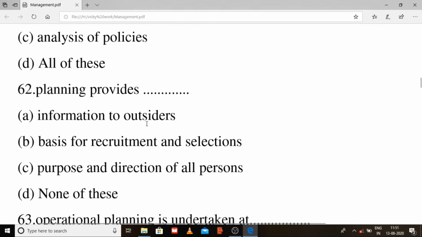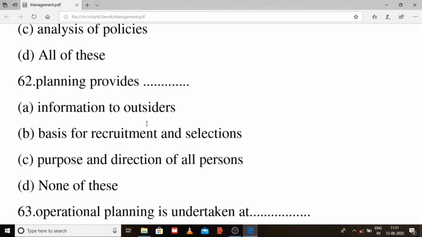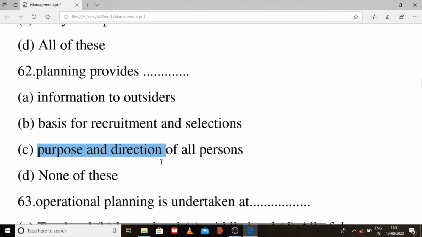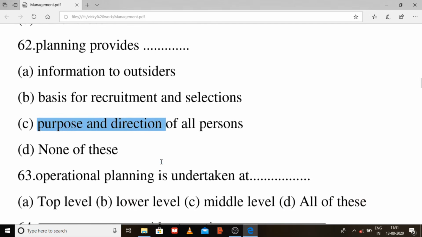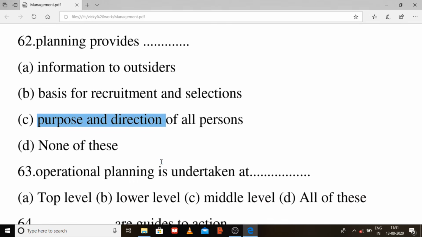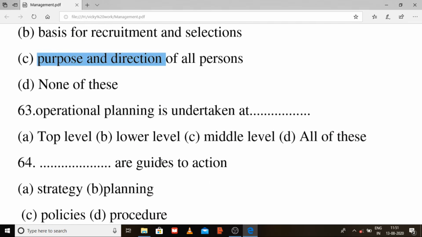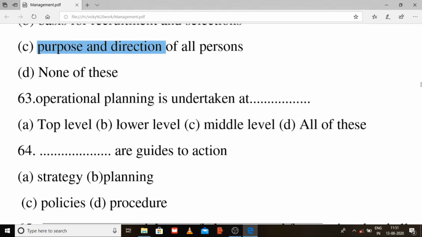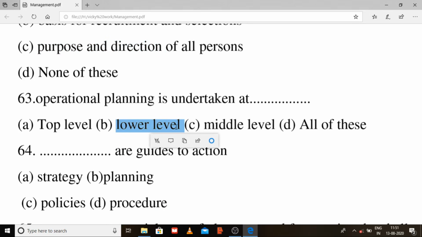Planning provides purpose and direction of all persons. 62. Option C is the right answer. 63. Operational planning is undertaken at the lower level. Operational level is also called lower level.